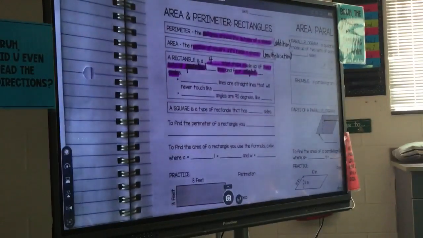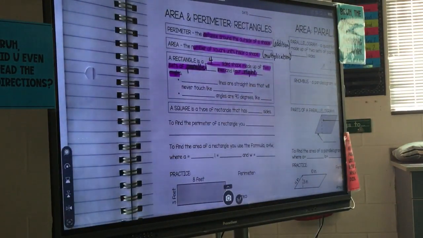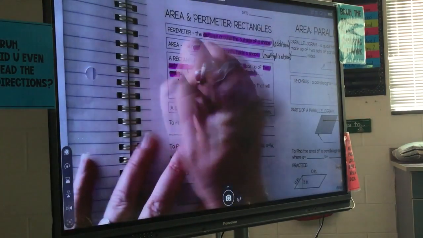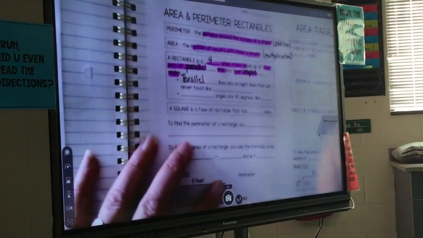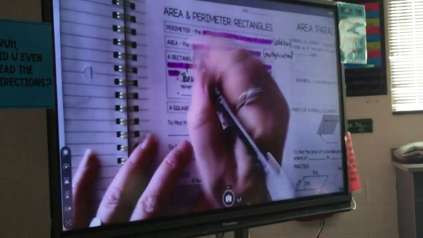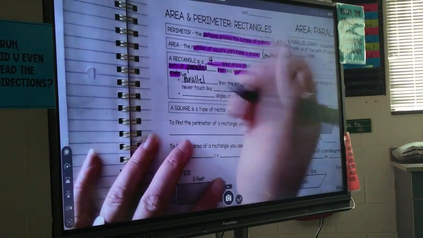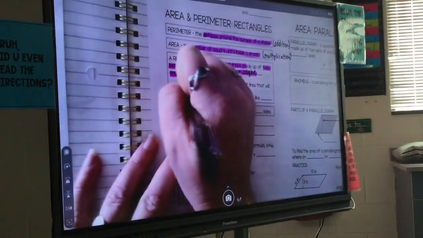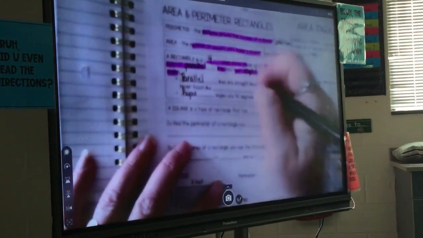I need to use a different color. That's going to be too hard to see. All right, and then just to refresh our memories, parallel lines are straight lines that will never touch. And then right angles are 90-degree angles, like L's.